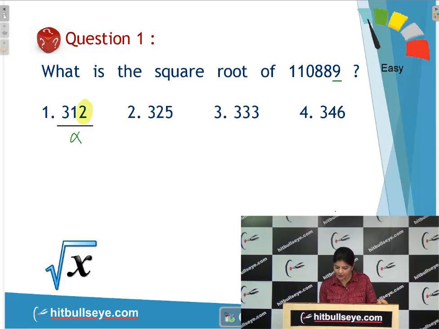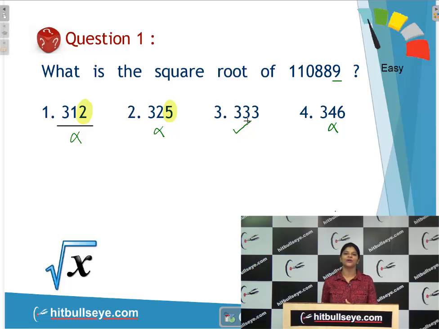Similarly, if I square the units digit of the second choice, I get the result as 5, whereas my number in the question ends with 9. Hence, we can eliminate the second choice also. On the same grounds, we can eliminate the fourth option as it ends with 6 and the square of 6 ends with 6. We are left with now only the third choice, which will be my answer.